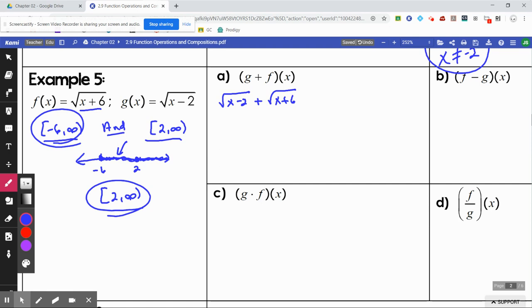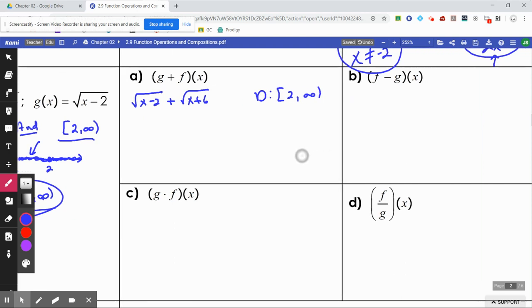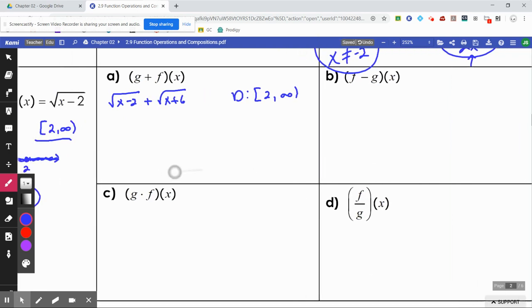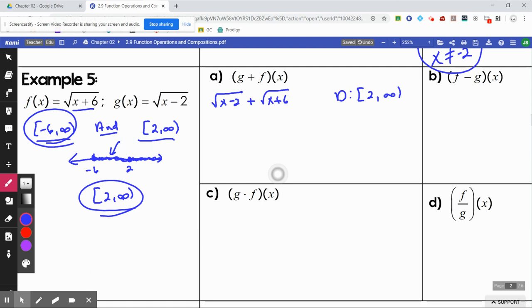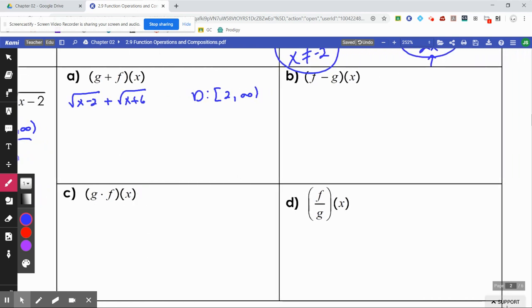Nothing we can do to combine those, and they're not like terms. And our domain would again be 2 to infinity. F minus g, and yeah, I got those right. F would be root x plus 6. We've got to subtract root x minus 2. Nothing we can do to combine them. And our domain is 2 to infinity as well.